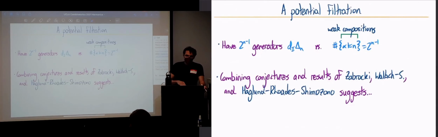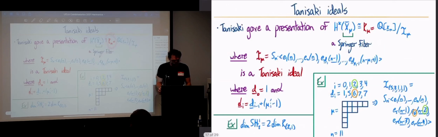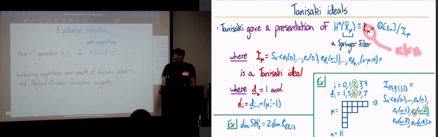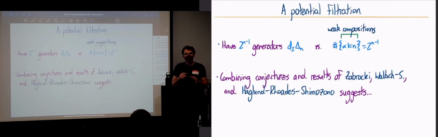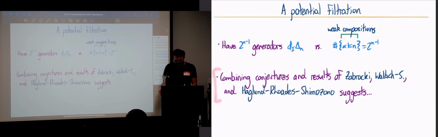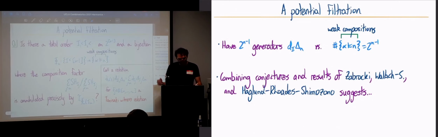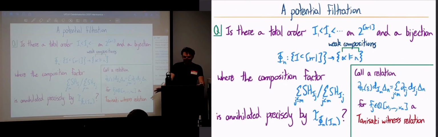Okay. So a little more generally, going beyond this small example, the situation that we've found ourselves in is that we have 2^n minus 1 generators. And we also have these Tanisaki ideals, R_mu. If we allowed the mu to instead be a weak composition, then we would have 2^n minus 1 of them. So we have this immediate enumerative coincidence of indexing sets feeling similar. If you combine a bunch of things from Zabrocki and our work and Haglund, Rhoades, and Shimozono, who are the main instigator of this question, you end up asking the following question.